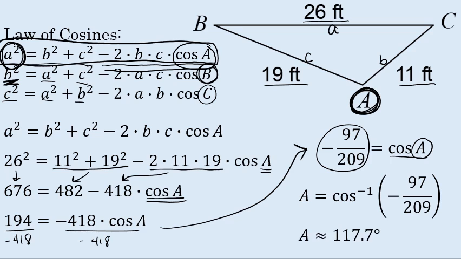Angle A is the inverse cosine of negative 97 over 209, and that is, at least to one decimal place, 117.7 degrees. Angle A is 117.7 degrees. Next, let's find angle B.